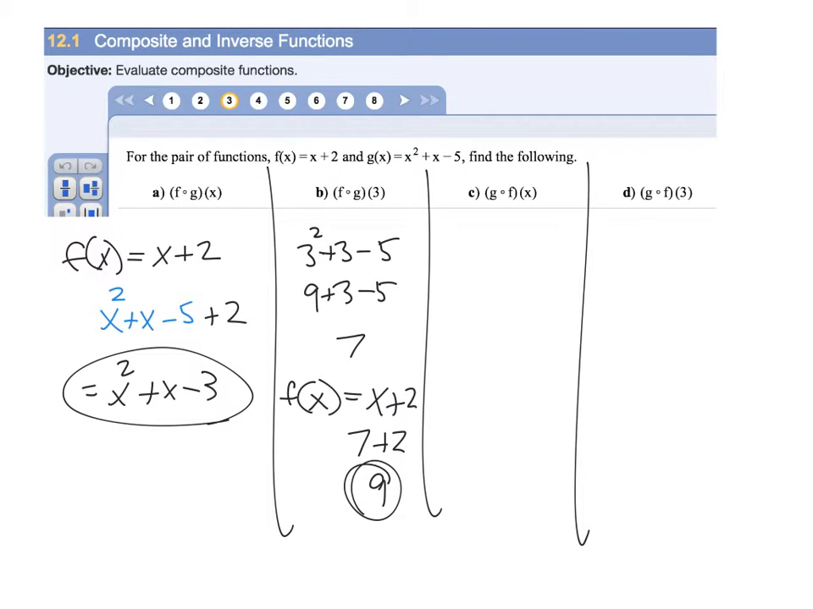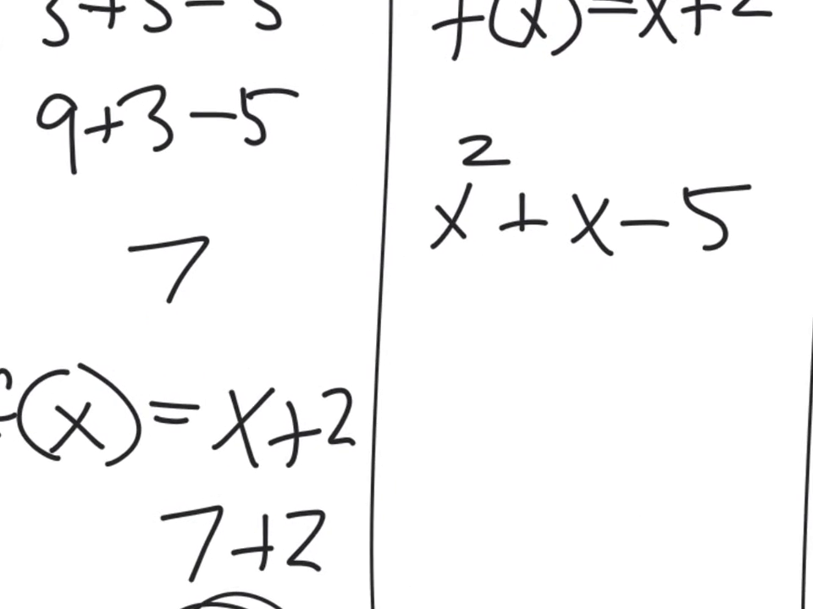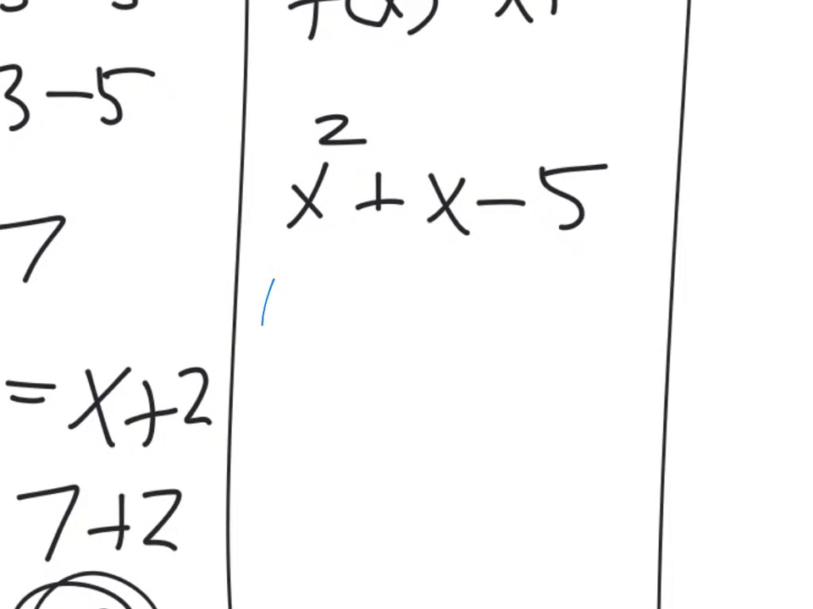That's going to give you the f of x, which is x plus 3. And then it says, now take that value and stick it into G. Now we know that G is x squared plus x minus 5, but wherever we see the x, we're going to replace it with x plus 2. So this becomes x plus 2 squared plus x plus 2 minus 5.